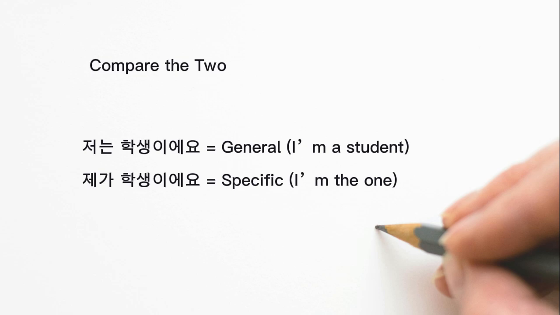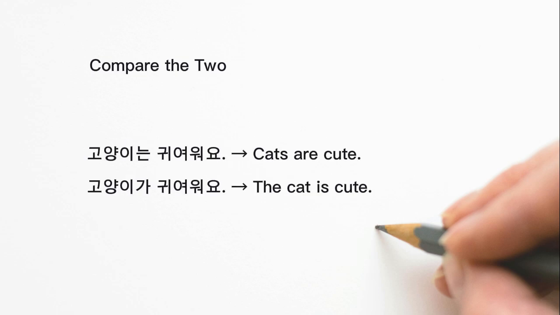Let's look at another pair. 고양이는 귀여워요. Cats are cute. This is a general statement about cats in general. 고양이가 귀여워요. The cat is cute. Here, we are pointing to a specific cat, maybe the one in front of us right now. So you see, 있는 often makes a broad or general statement, while 이가 zooms in on something specific.